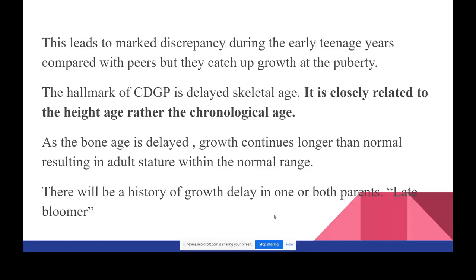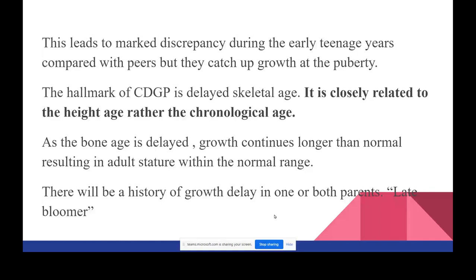The hallmark of CDGP is delayed skeletal age, but it is not a very marked delay. It is closely related to height age rather than the chronological age. What is this height age? Now, suppose there is a 10-year-old child whose height falls below 2 SD.